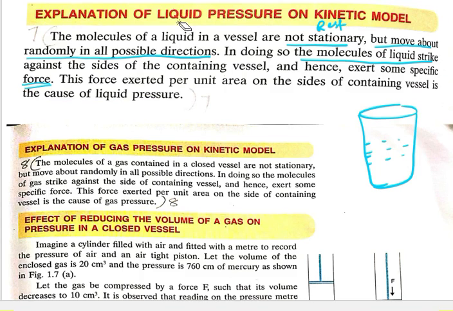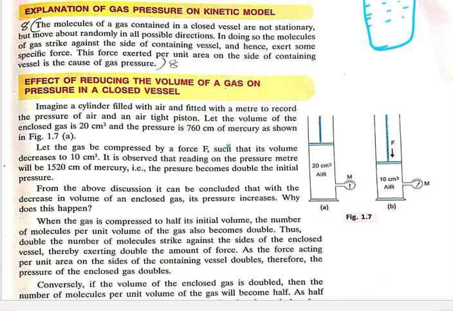Next, we have the gas pressure on the kinetic model. The molecules of gas contained in a closed vessel are not stationary. Suppose we take a closed vessel, as in this figure, and inside it there are some gases. We know that the gases in a vessel do not settle down, they continuously move in all possible directions.